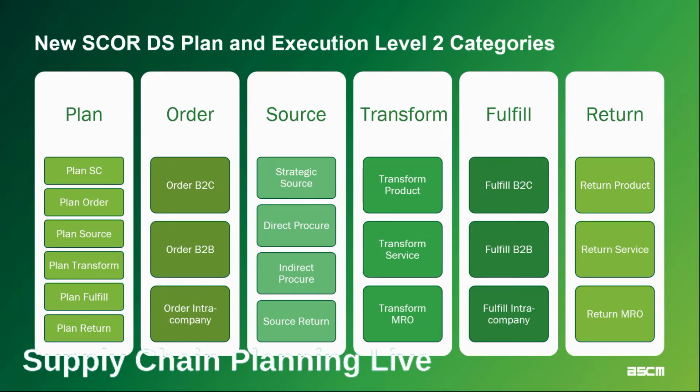The last piece is within return. We made sure to match our returns to the same type of transform level 2s. As you'll see, transform being transform product, transform service, and transform MRO. So really making sure that it's applicable to the broader number of companies out there that are more than just a traditional manufacturing environment, and matching that to the type of returns that we'll get back. In other words, return of product, return of service, or return for reasons of MRO from our end customer.